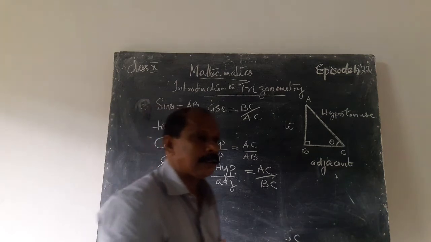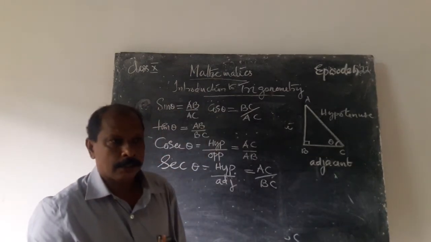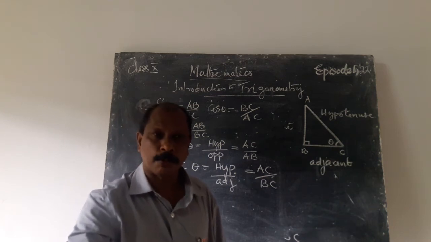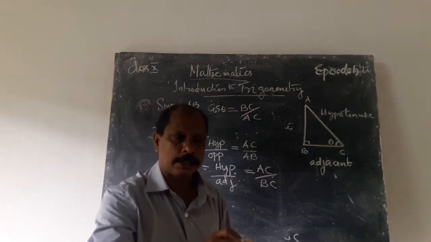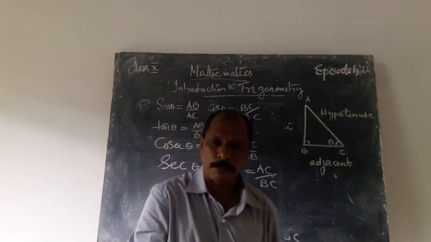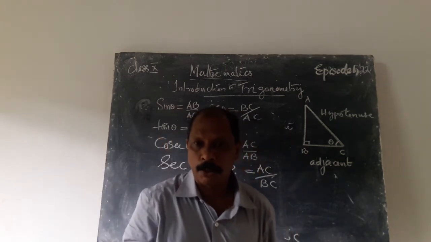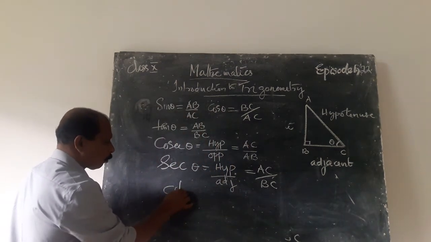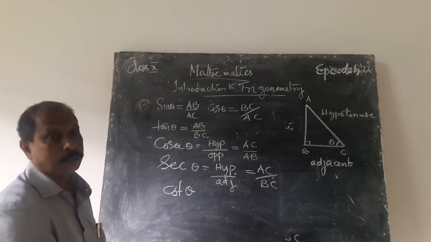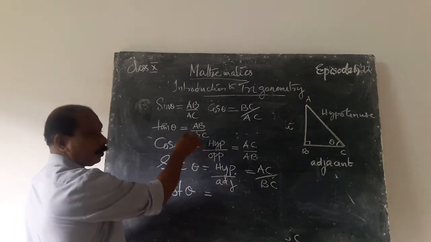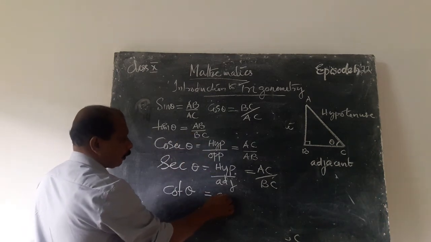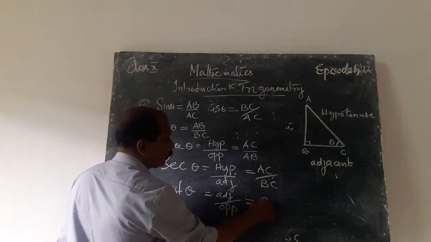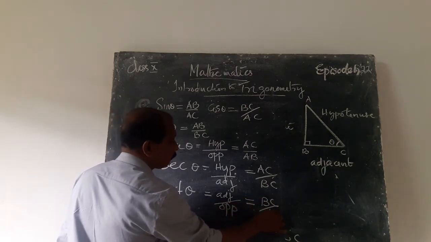And tangent theta is the basic trigonometric function. Therefore, its reciprocal is cotangent theta. Tangent reciprocal cotangent. Sin reciprocal cosecant. Cos reciprocal secant. Therefore, the short form is cot theta. Cotangent theta, short form cot theta, is the reciprocal of tan theta. Therefore, it is adjacent side by opposite side. From figure it is BC by AB.